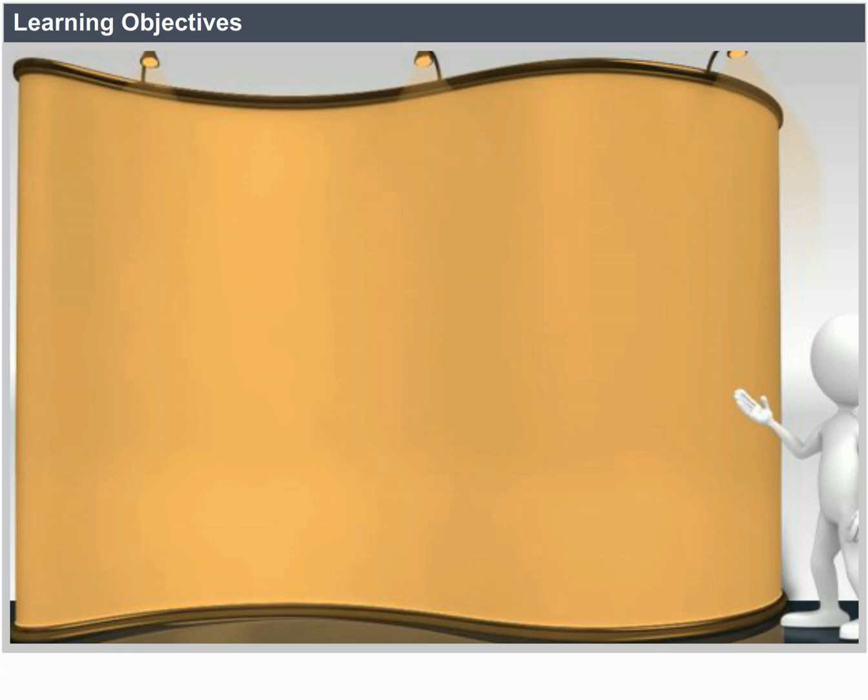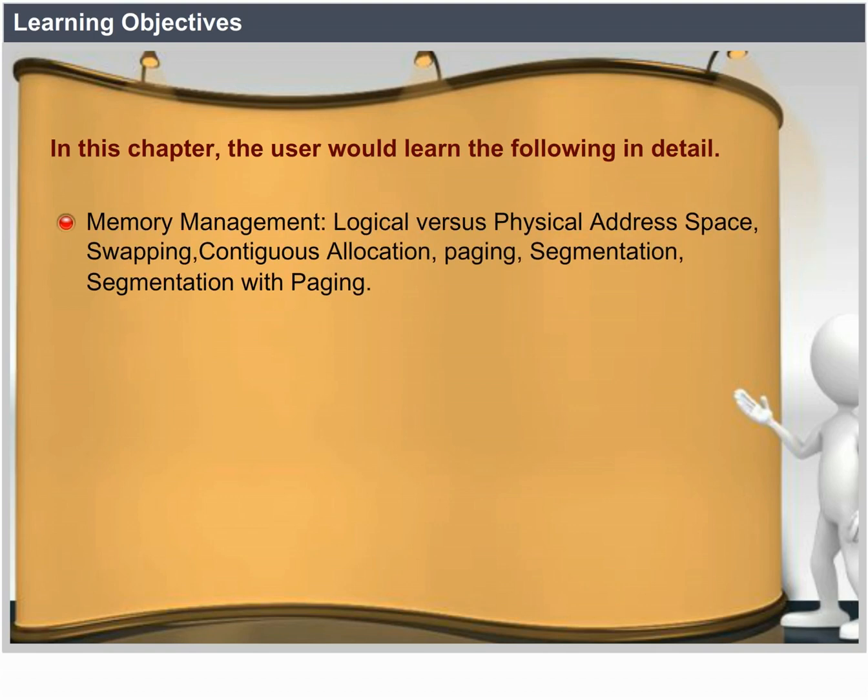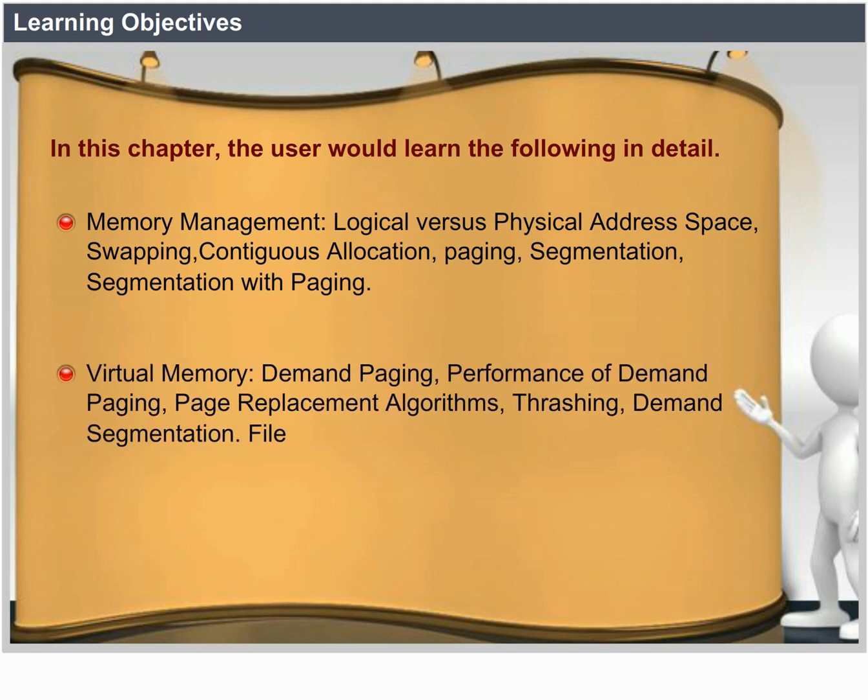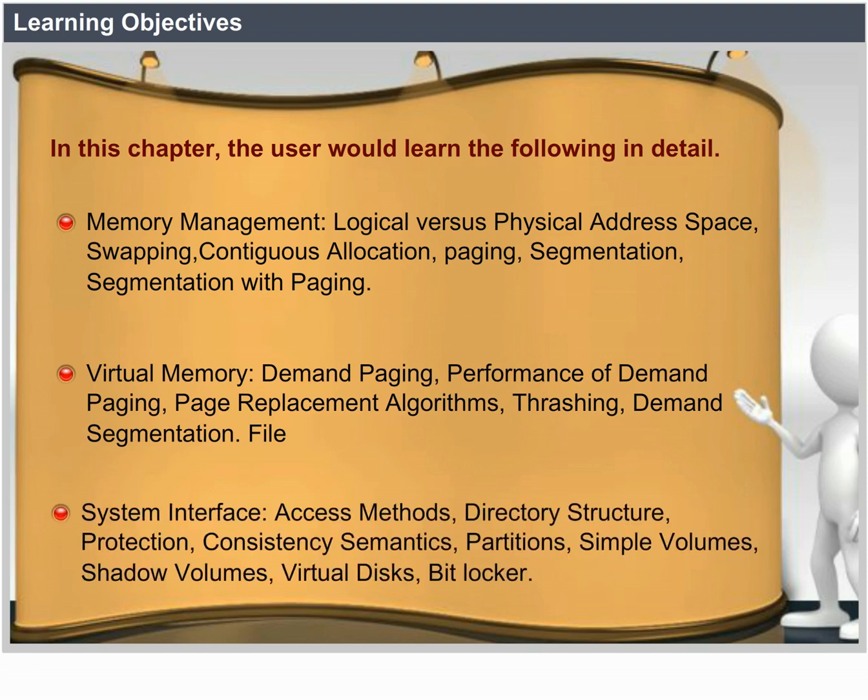Learning objectives. In this chapter, the user would learn the following in detail: memory management, logical versus physical address space, swapping, contiguous allocation, paging, segmentation, segmentation with paging. Virtual memory, demand paging, performance of demand paging, page replacement algorithms, thrashing, demand segmentation, file.